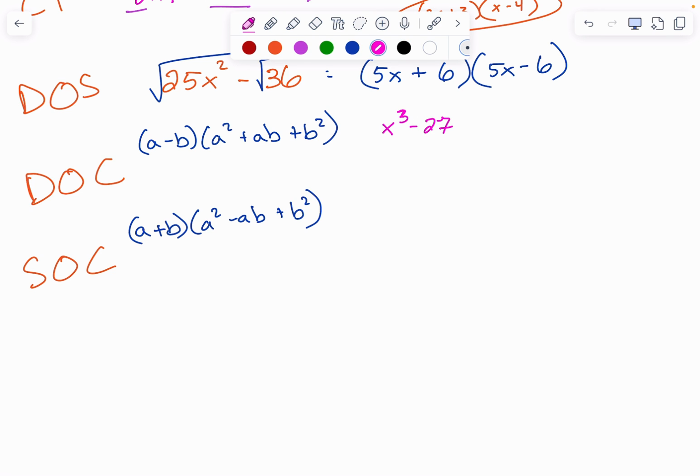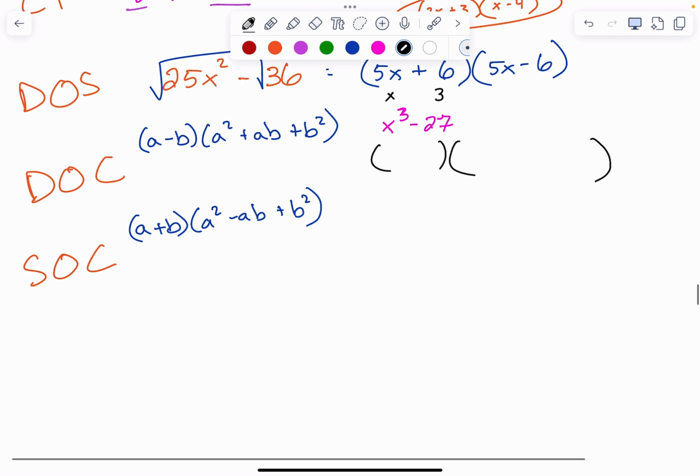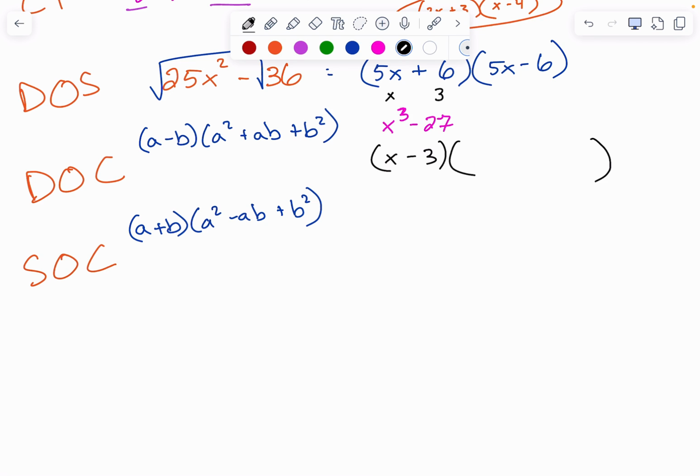Okay, what's the A part going to be? x. What's the B part? 27. No. 3. B is 3. Yeah. So, it will be x minus 3. Then, x squared plus 3x plus 9. All right, should we do a hard one?